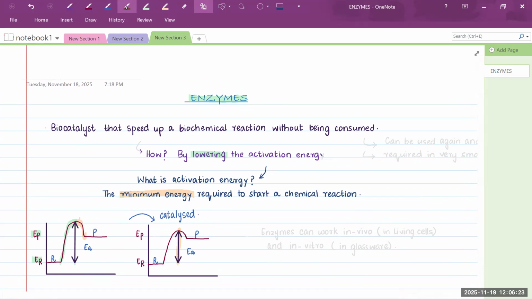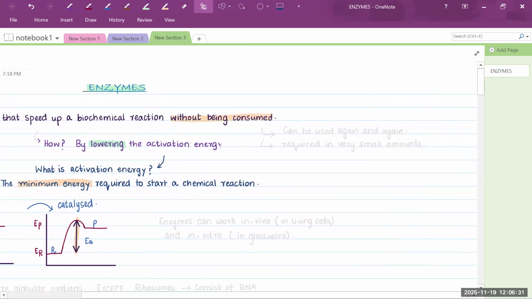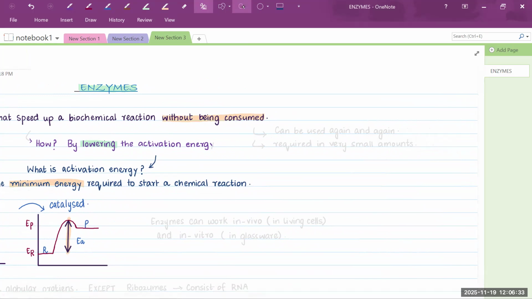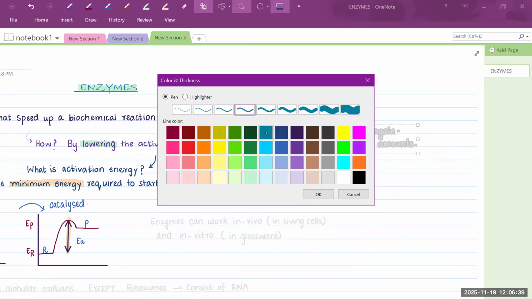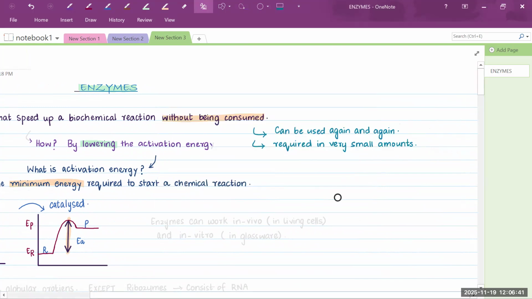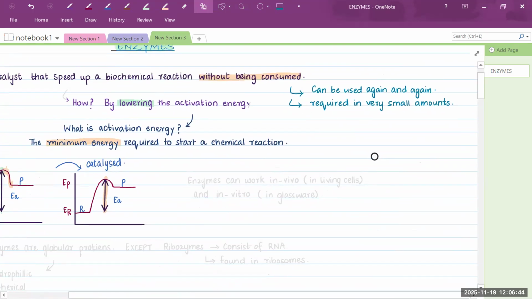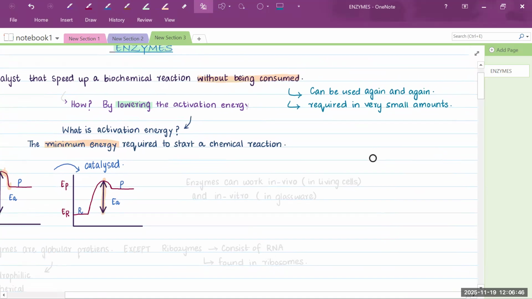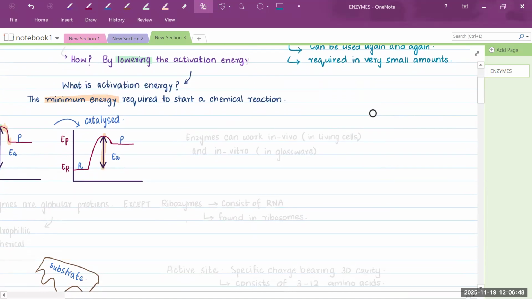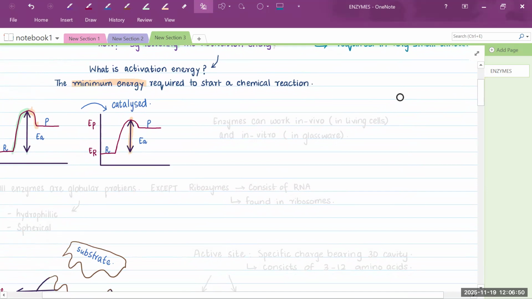Also, in this definition here, we have that enzymes are biocatalysts that speed up a biochemical reaction without being consumed. And if they're not consumed, we can say that they can be used again and again, right? Also, that means they're required in very small amounts because they can be used again and again. So if one enzyme does its action, then it can be used again for the same reaction.